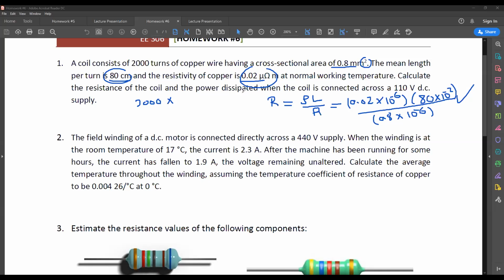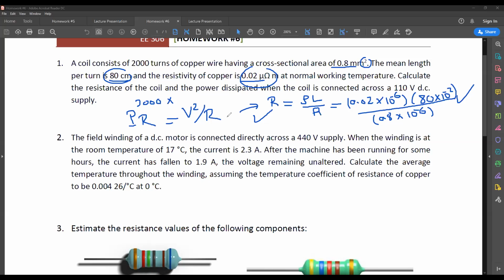Here he's asking for the resistance, which is whatever we computed here, and then he's asking for the power dissipated if it's connected across 110 volt DC. So the power here will be V squared over R, right? Because this is what you have. This is power, P. So you have V here and you have R from this equation, and that's it.